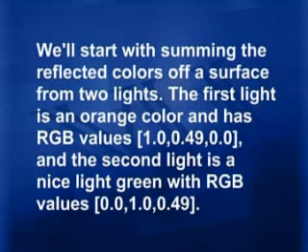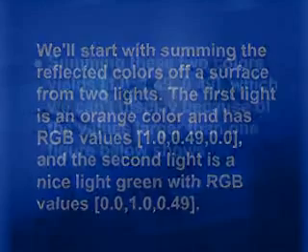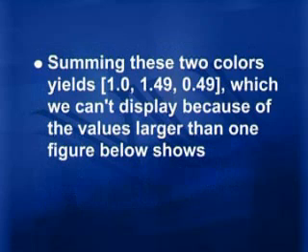So we'll start with summing the reflected colors of a surface from two lights. The first light is an orange color and has RGB values of 1.0, 0.49 and 0.0, and the second light is a nice green light, let it be with its RGB values 0.0, 1.0 and 0.49. Now summing these two colors yields 1.0, 1.49 and 0.49. What we've done is that we have performed simple piecewise addition, positional addition of all the components. Now which we can't display because of the values larger than one, figure below.